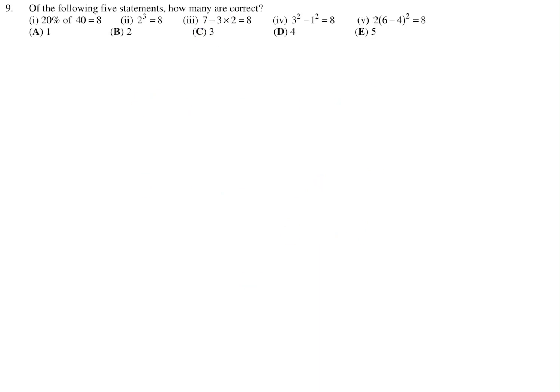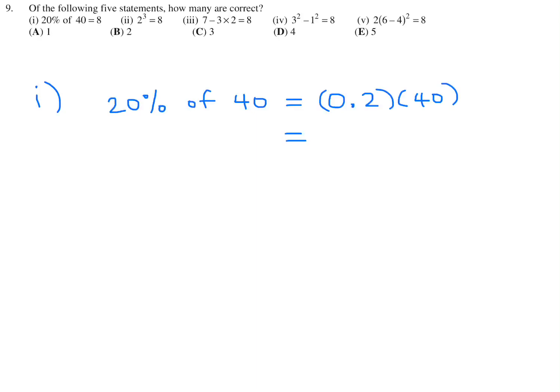Of the following 5 statements, how many are correct? All right, let's go through these and let's ensure that we don't make any silly mistakes, because you might say, oh, this is easy, but it's the easy ones that sometimes people make silly mistakes and then end up getting them wrong. Ends up a big heartbreak. So what is 20% of 40? So you'd multiply 0.2 times 40, and if you do that, you'll get 8. So they gave us the correct answer there. So this is correct. Let's go to the next one.